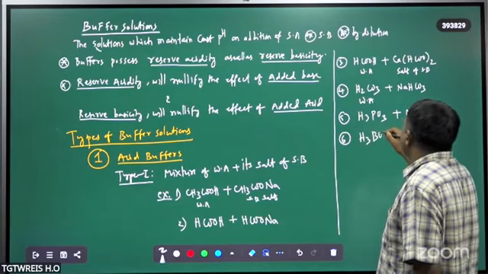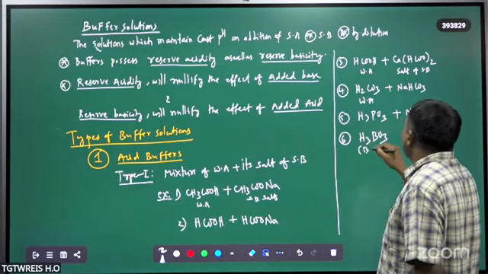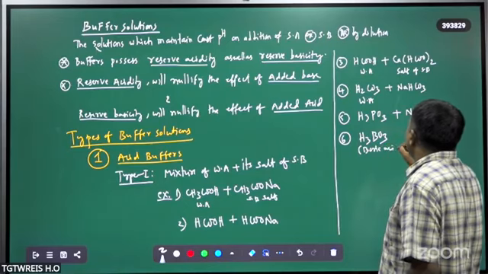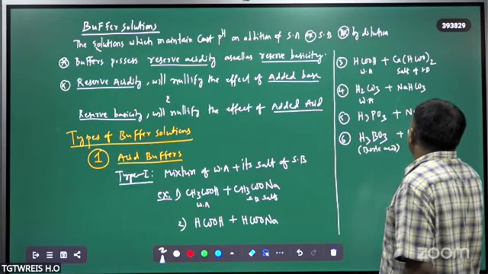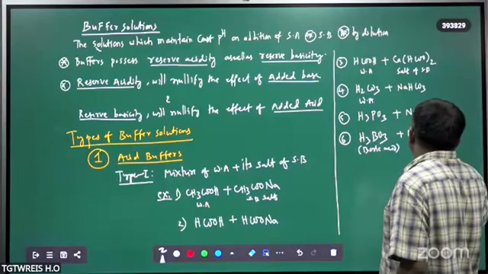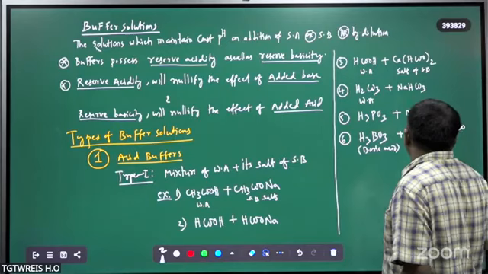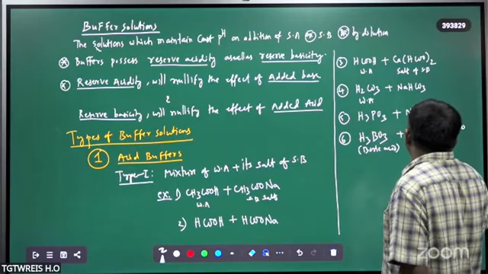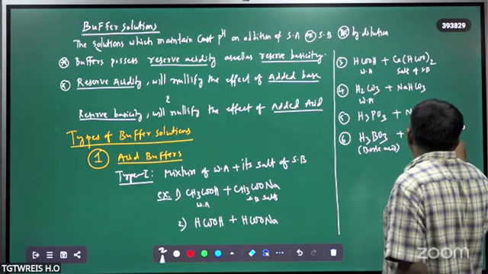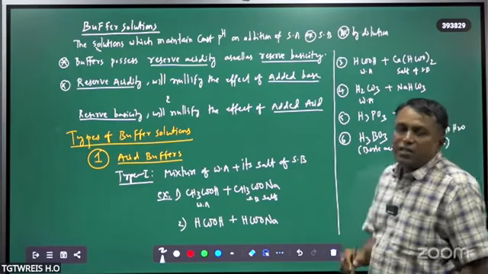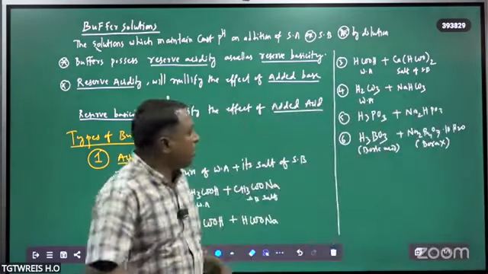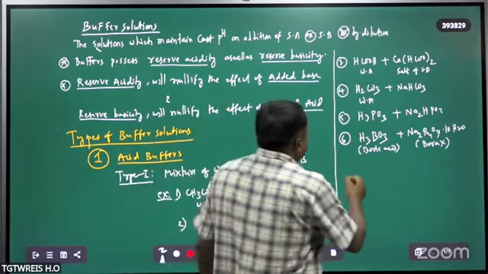And the next is H3BO3, boric acid, and Na2B4O7·10H2O, which is borax. So a mixture of boric acid and borax will act as an acid buffer.